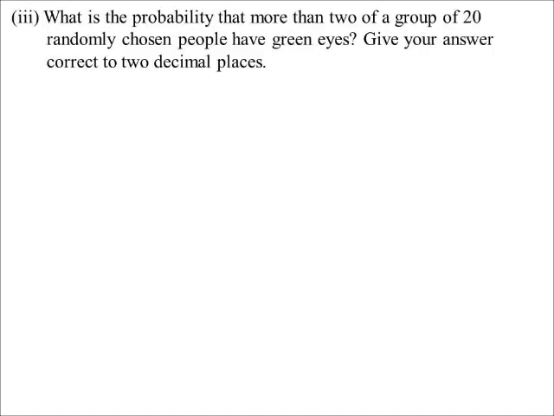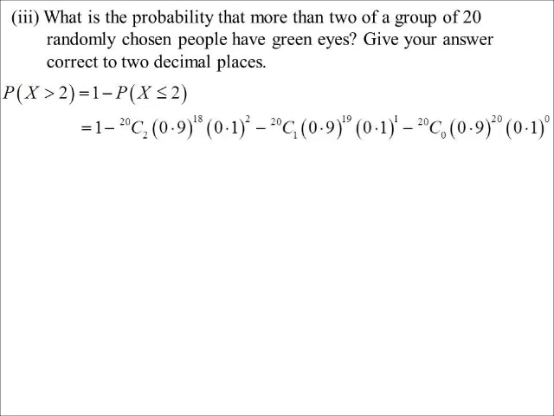What's the probability that more than 2 of the group of 20 have green eyes? So we're saying X is greater than 2. Once again, I'm not going to work out 3, 4, 5, 6. Easier to work out less than or equal to 2 and subtract. So there's only 3 things I have to work out there. So 2, 1, and 0. And we get 0.32.